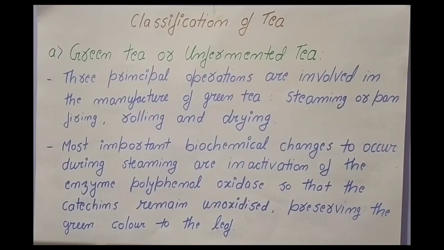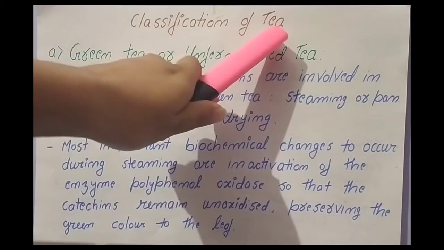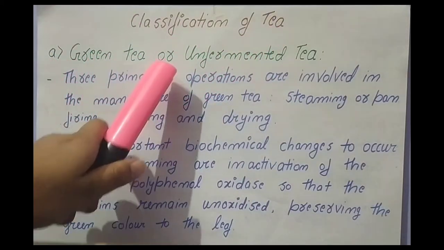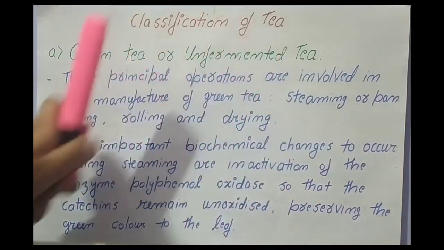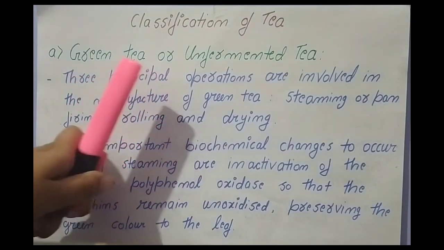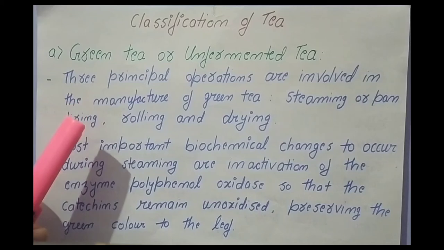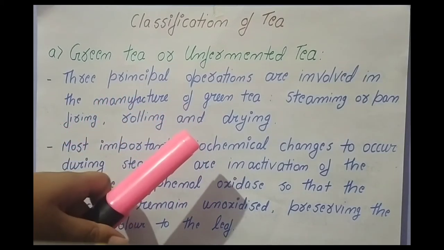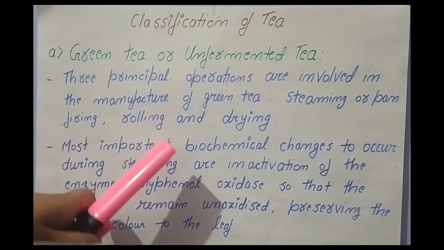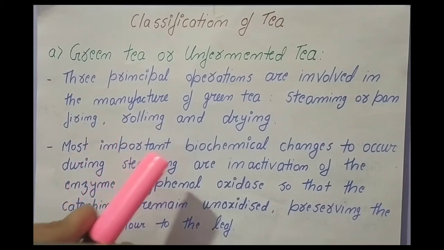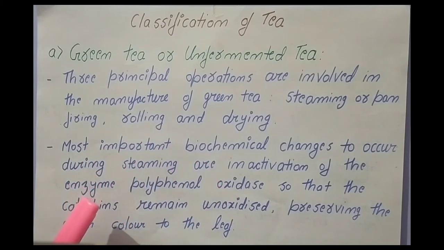Today we will be discussing the classification of tea. First is green tea, or unfermented tea. There are three principal steps involved in the manufacture of green tea: steaming or pan firing, rolling, and drying. The most important biochemical change during steaming is inactivation of the enzyme polyphenol oxidase, so that the catechin remains unoxidized, preserving the green color of the leaf.